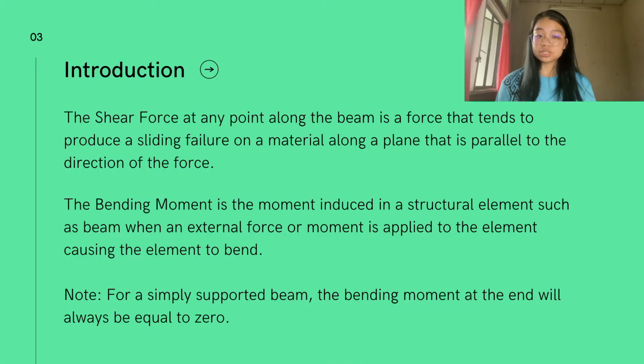What is shear force and bending moment? The shear force at any point along the beam is a force that tends to produce a sliding failure on a material along a plane that is parallel to the direction of force. The bending moment is the moment induced in a structural element such as a beam when an external force or moment is applied to the element, causing the element to bend. Note that for a simply supported beam, the bending moment at the end will always be zero.